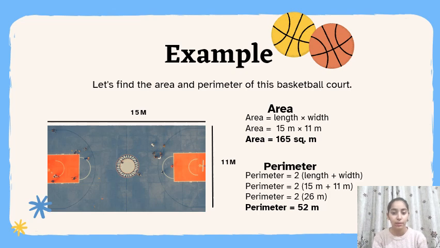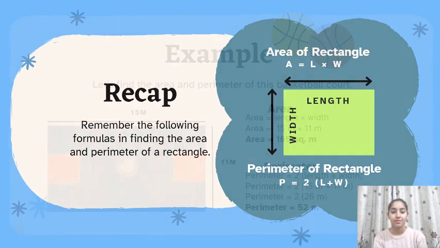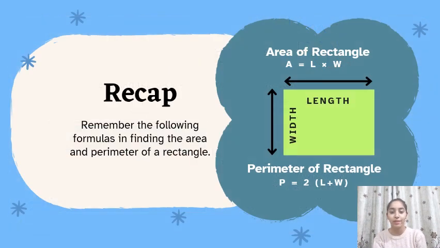So the area will be length into width. 15 into 11, that will be 165 meter square. And for the perimeter, 2 into length plus width, 2 into 15 plus 11, 2 into 26, it will be 52 meter. Let's quickly review what we have learned about area and perimeter of rectangle.